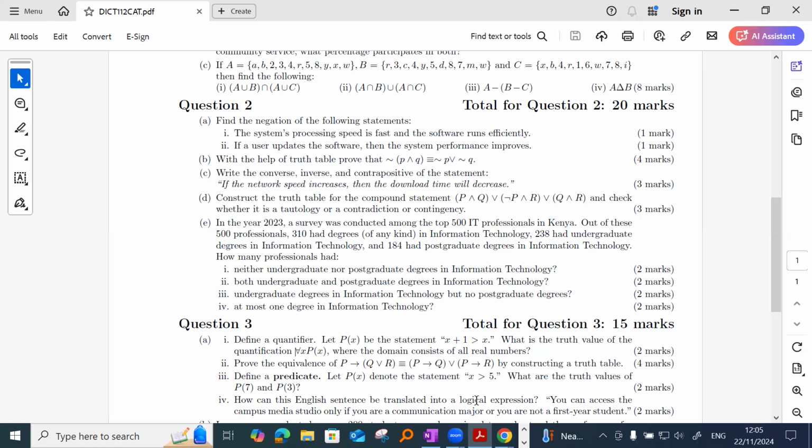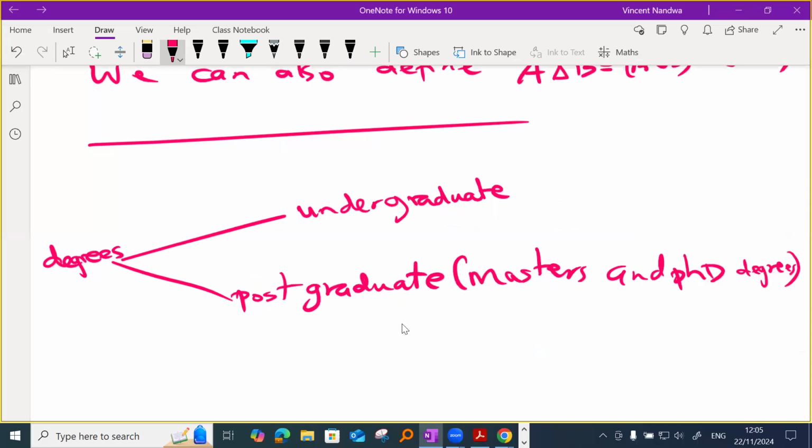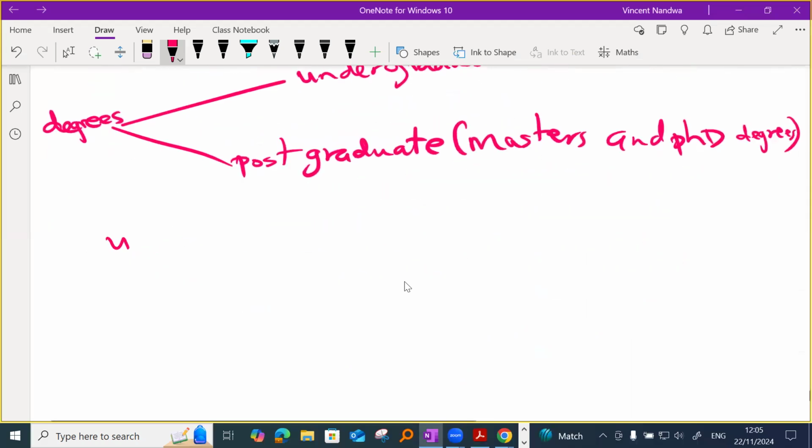So you will say, for example, undergraduate degree, let's represent them by letter A, okay? And how many people have an undergraduate degree in this question?